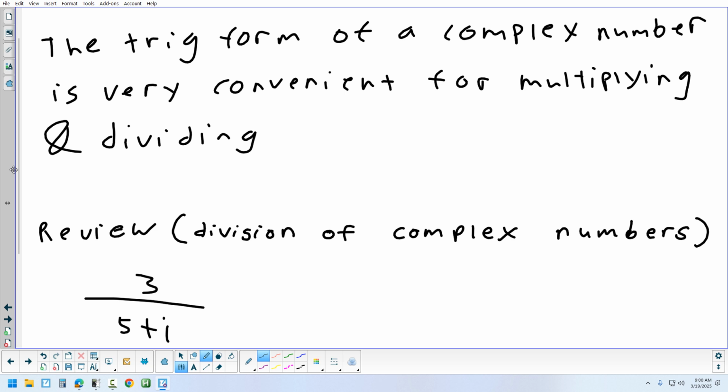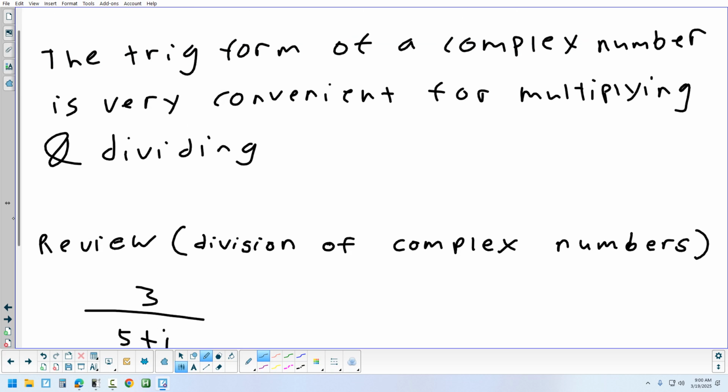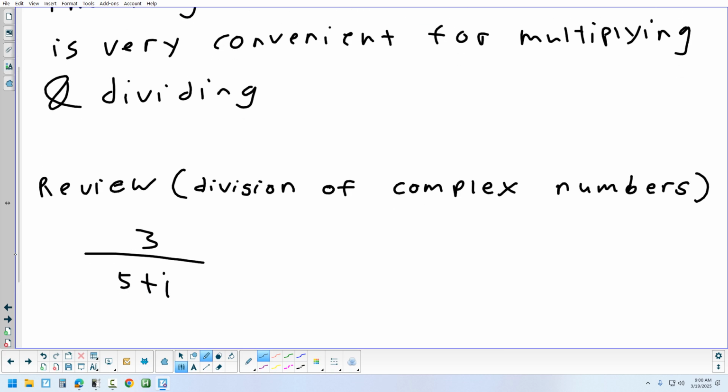I'll review quickly how we've done it before, but I want to get away from the way we used to do it because it's a lot more work. All right? So let's look at the old way first. Does anybody remember what you have to multiply top and bottom by if you want to divide by 5 plus i? Yep, the conjugate. So you got to remember that, and then you got to remember what the conjugate is, which in this case is 5 minus i.